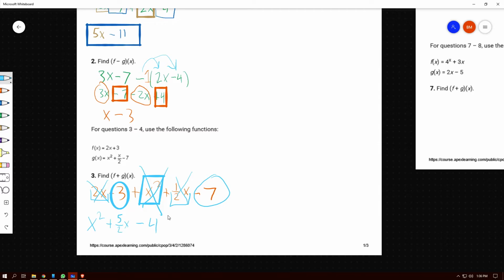So instead of writing x over 2, I made it a 1/2 x, and then I just combined my like terms. The x squared is different than the 2x. That's why I didn't combine them, right? Because this was an x with a 1 exponent. This was an x with a 2 exponent. They're completely different. We can't add them together.